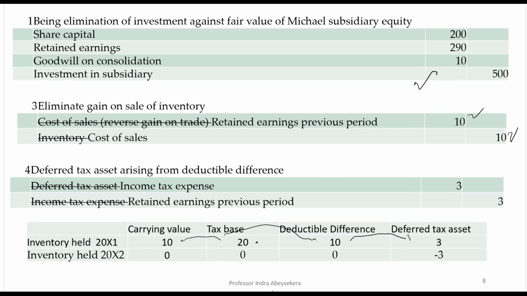when in 20X2 year, the carrying value became 0 and the tax base became 0, because in 20X2 year, inventory is going to get sold because it's now cost of sales. So the deductible difference becomes 0. Therefore, there is no deferred tax asset. Instead there is income tax expense that needs to be debited, and for the previous period, income tax expense that has to be credited into the retained earnings previous period.